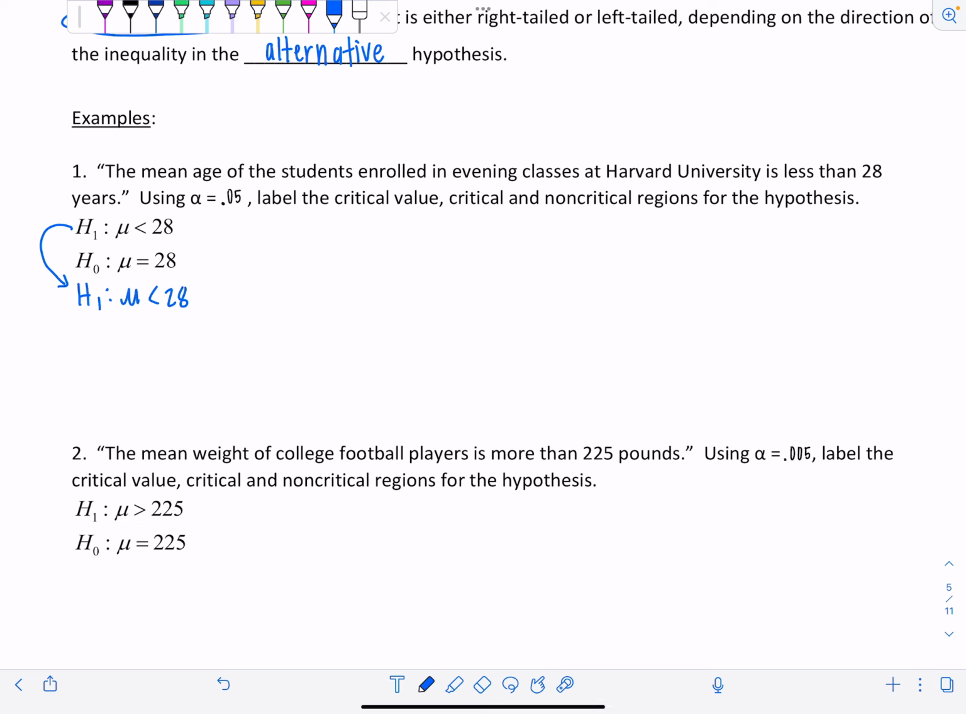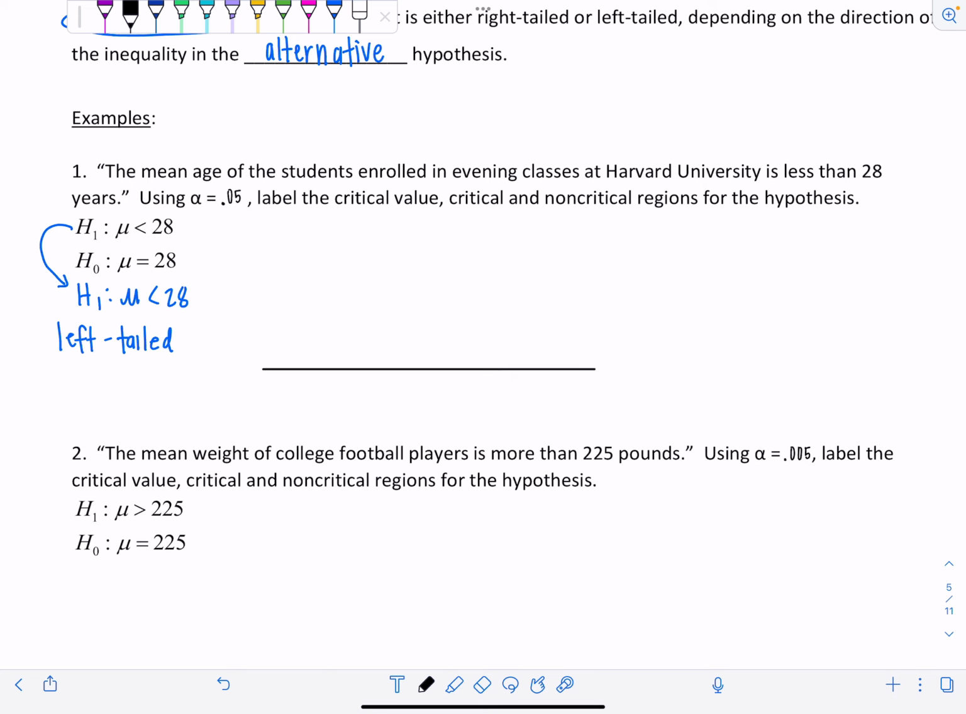So here they're saying at alpha equals 0.05, okay? This is a left-tailed test. Why do I say that? Because look at my alternative hypothesis. It states that mu is less than 28. Less than means we have a left-tailed test. So here's what it would look like, and here's how we can find the critical and non-critical regions.